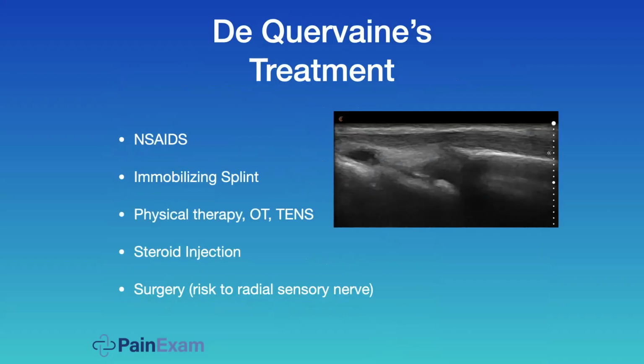De Quervain's treatment would be NSAIDs, immobilizing splint, physical therapy, occupational therapy, TENS unit, a steroid injection, and possibly surgery, as there may be risk to the radial nerve, which is sensory at this region. And there's a picture of the tendon.